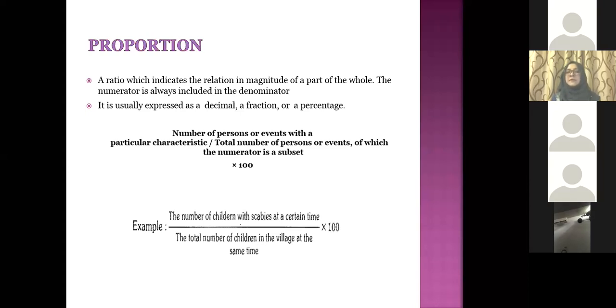The formula is the number of persons or events with a particular characteristic, divided by the total number of persons or events of which the numerator is a subset. For example, you have the number of children with scabies at a certain point in time, and you divide it by the total number of children in the village at the same time. So you see that the numerator is a part of the denominator. They are not completely unrelated to each other.